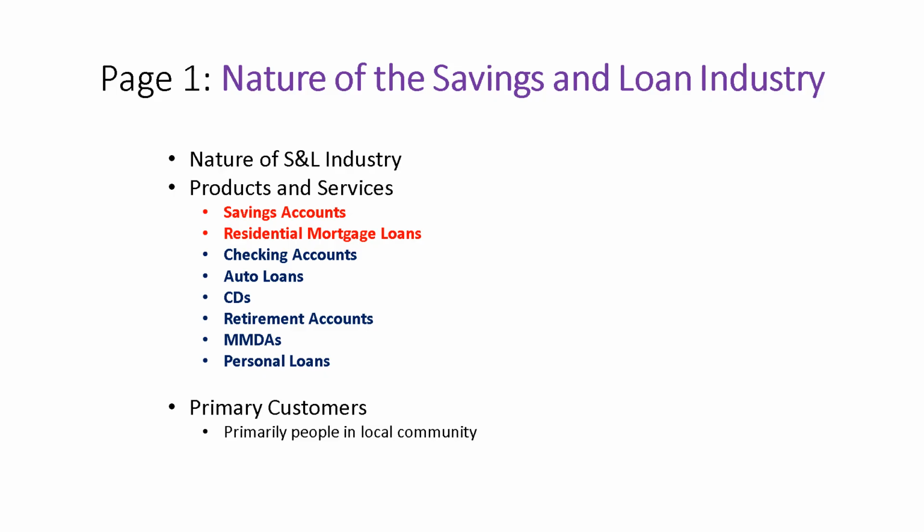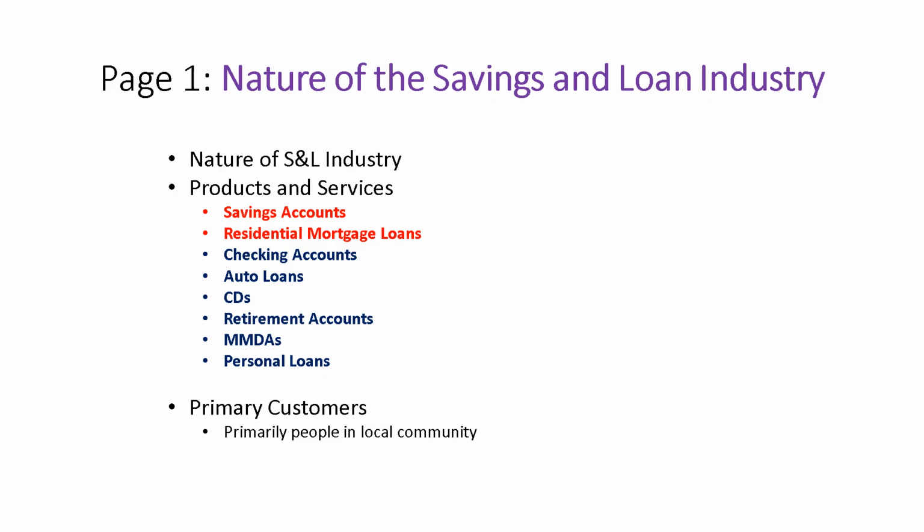There are basically two types of S&Ls. There's a mutual savings and loan, and then there's the stock savings and loan. The big difference between the two is that mutual savings and loans are owned by the customers and they're nonprofit, and stock savings and loans are owned by shareholders and they are for profit.